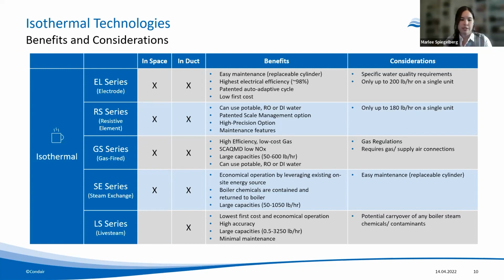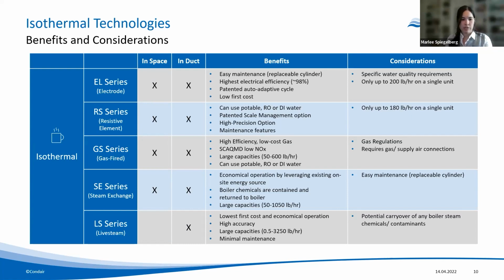Then for larger size systems, we have the gas-fired series, the GS. It's really efficient when you're looking at those really large capacities, going up to 600 pounds per hour. However, there are gas regulations coming into play. So if they have gas on site, you do require that utility.